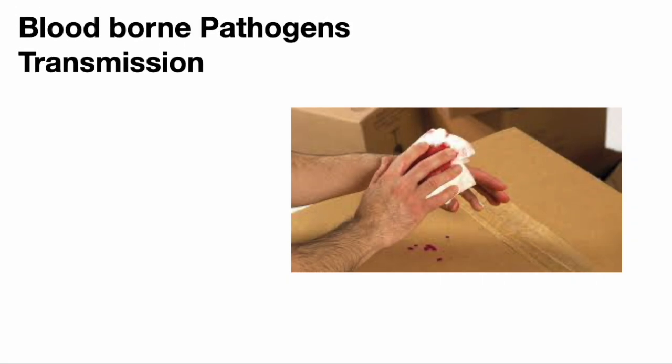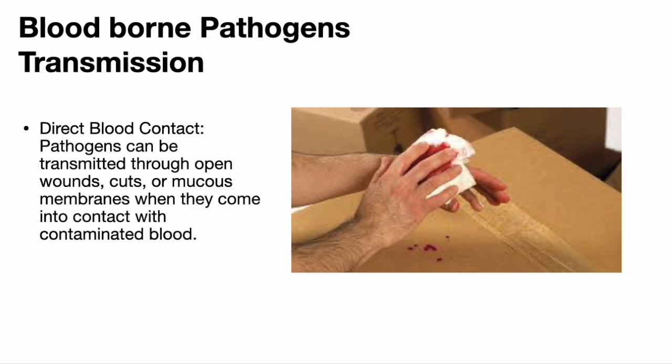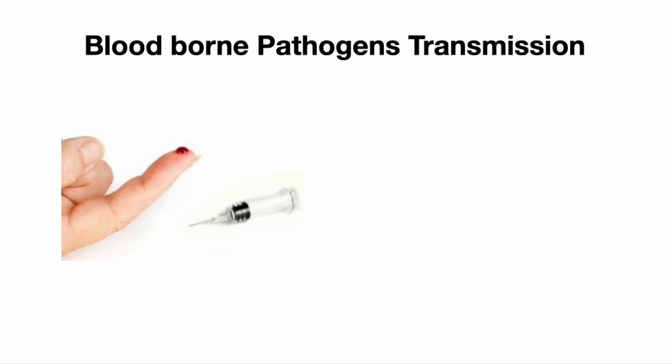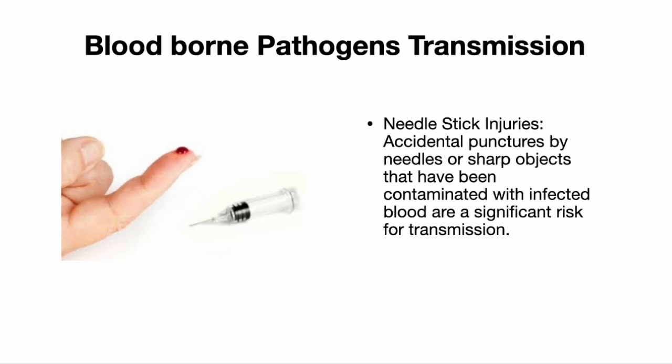Blood-borne pathogens transmission. Direct blood contact. Pathogens can be transmitted through open wounds, cuts, or mucous membranes when they come into contact with contaminated blood. Needle stick injuries. Accidental punctures by needles or sharp objects that have been contaminated with infected blood are a significant risk for transmission.